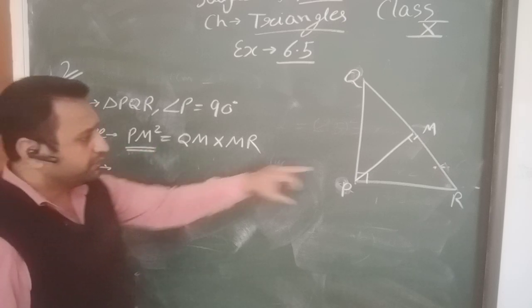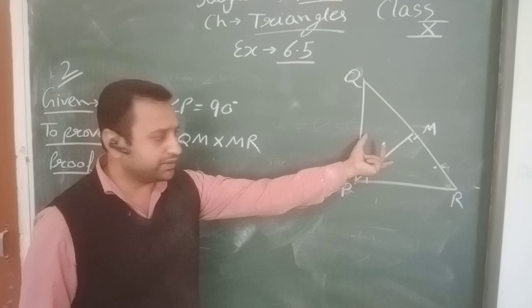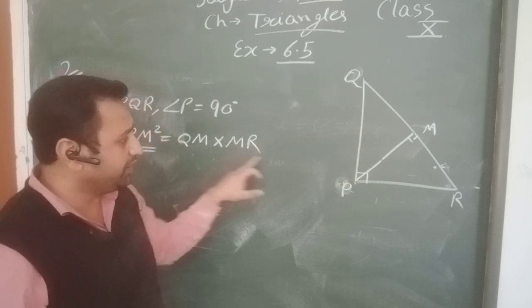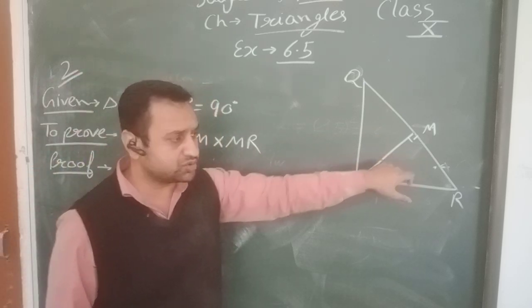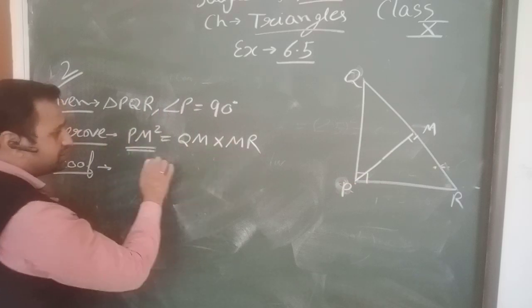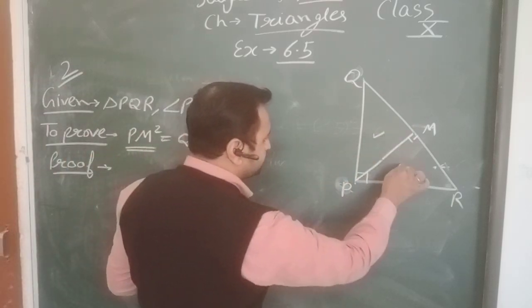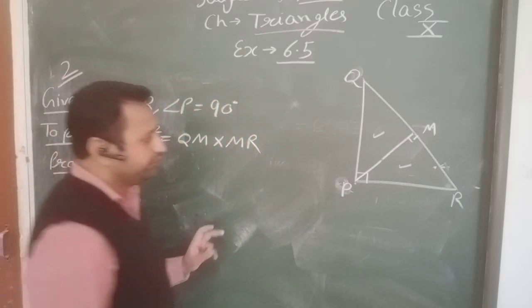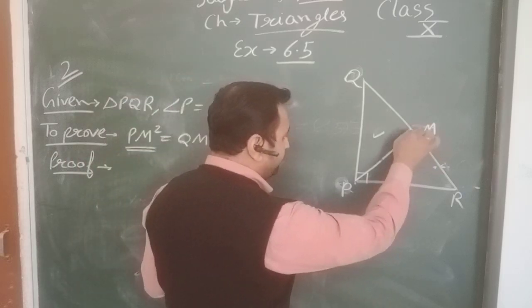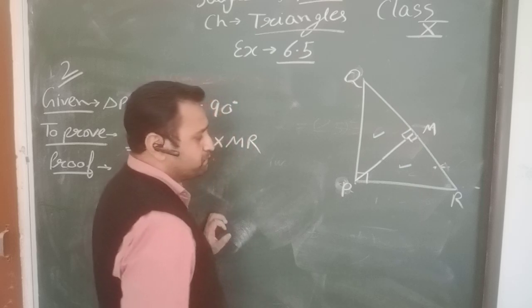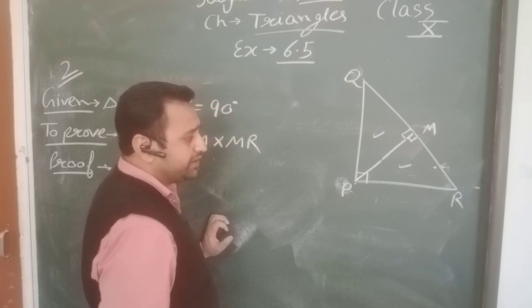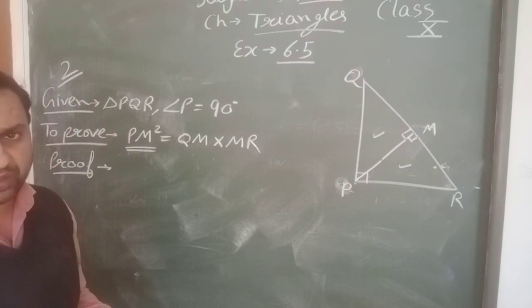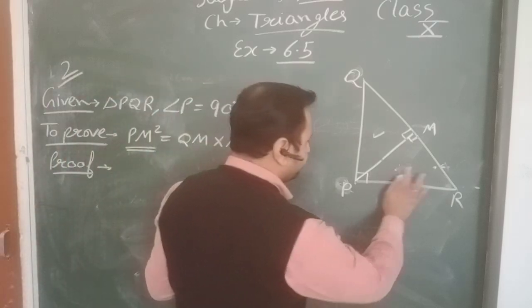PM is the side that belongs to both triangles. QM is the side that belongs to this triangle. MR is the side that belongs to this triangle. So if we have to prove this, then we have to make these two triangles similar. In these two triangles we require two equal angles. First, angle M and angle M are equal, but for the second angle we can't say which angle will be equal. So to find out the second equal angle, we have to use a particular method.